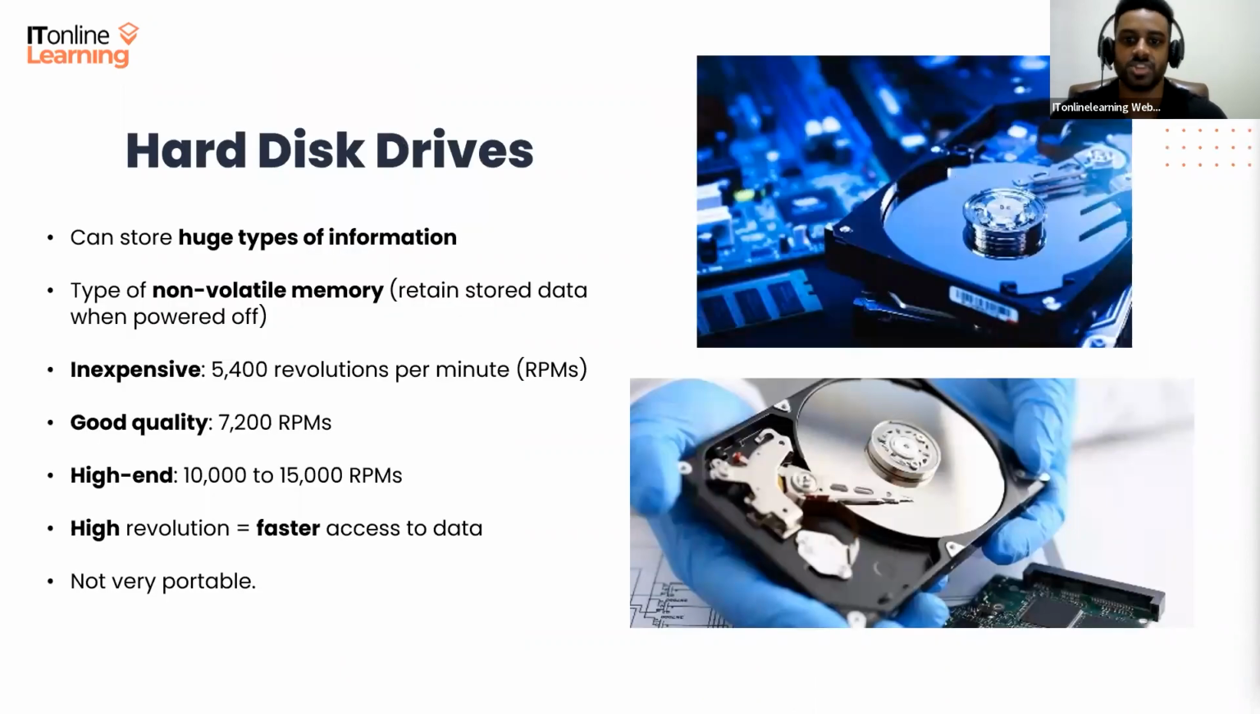PC systems generally use hard disk drives for long-term storage because they can store huge amounts of information. They're also a type of non-volatile memory, so they retain stored data even when powered off. Inexpensive hard disk drives spin at about 5,400 revolutions per minute, or RPMs. A good quality hard disk drive spins at about 7,200 RPMs. You do get higher end drives as well, which spin at 10,000 and 15,000 RPMs. The higher the revolutions per minute, the faster you can access your data.